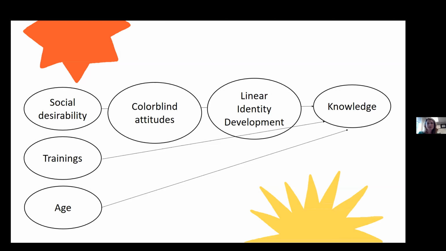So I want to think about how we make sure that folks have access to cultural competence development at all stages of development.